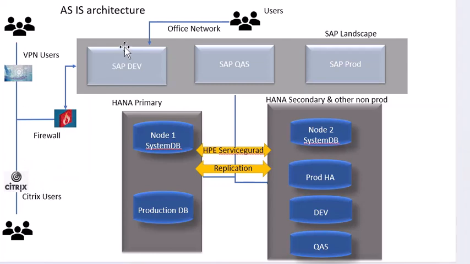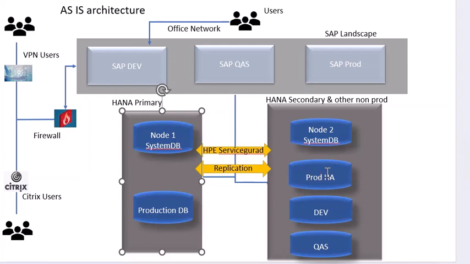Now if you see on this as-is architecture diagram, we have a SAP development system, a SAP QA system, and a SAP prod system. All three systems are running on HANA. So we have two boxes: one is HANA primary, another one is HANA secondary. On HANA primary, only the production system HANA databases are running. On secondary, there is no HANA database of production or DR.